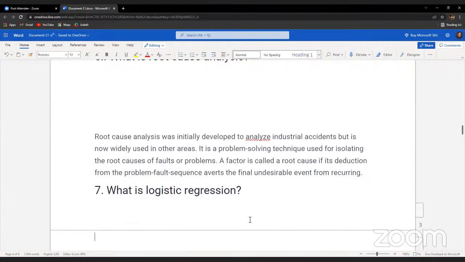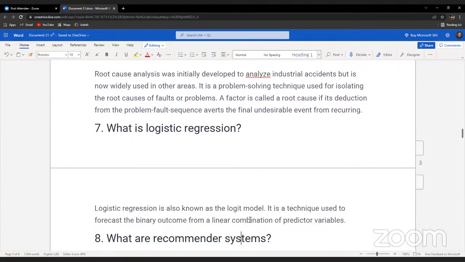Now, as we look into this, what is logistic regression? Logistic regression is also known as a logit model. It is a technique used to forecast binary outcomes from a linear combination of predictor variables. So this is the function of logistic regression, and this is how it works.